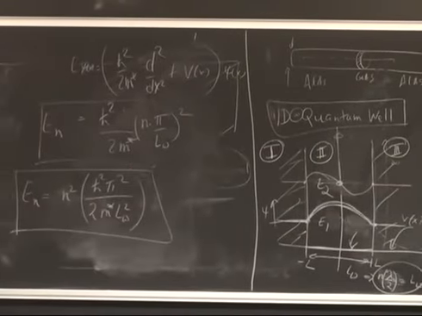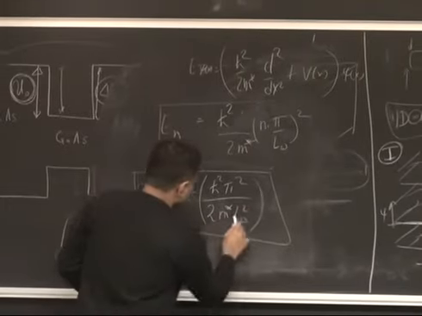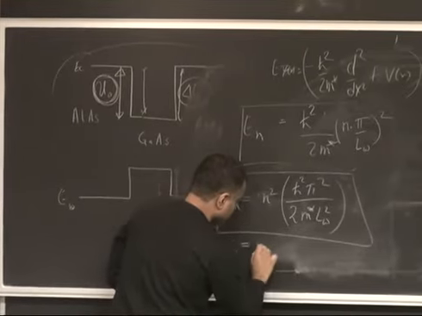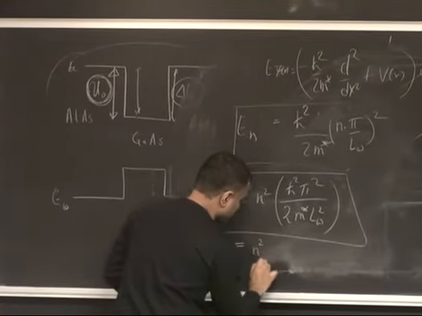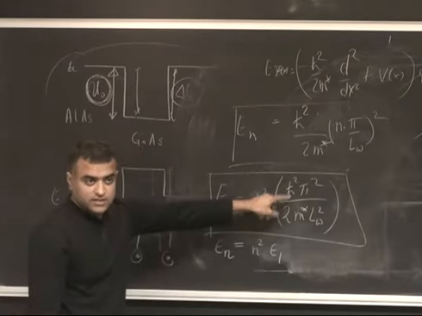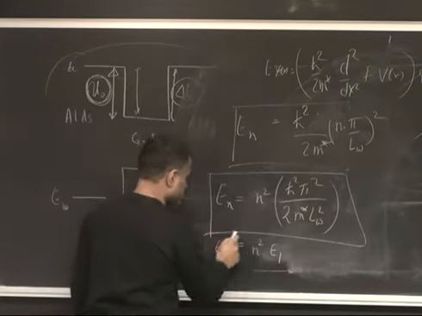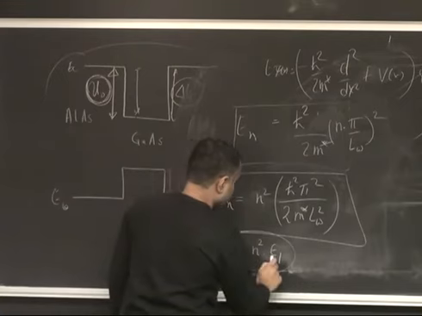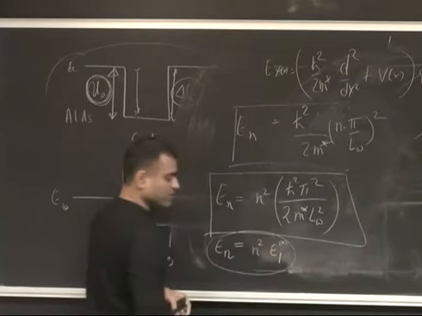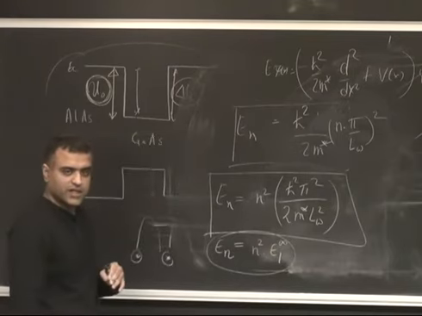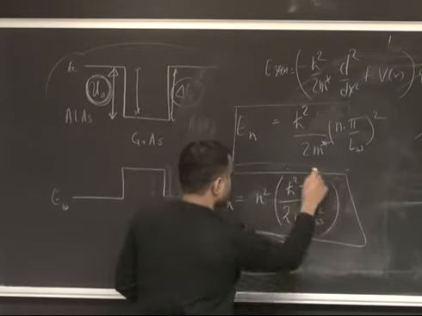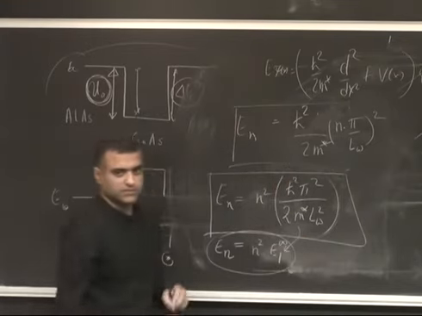Now, let's put in some numbers. The way we typically write it is the nth allowed energy is n squared times the ground state. This is E1, right? It's increasing as n squared. And because it's an infinite well, typically this quantity is labeled as E1 infinite, for infinite potential barrier height.